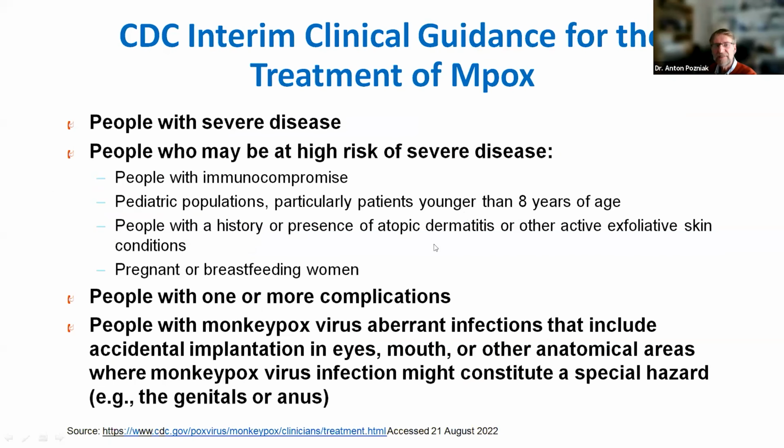Now, what do the CDC say about the treatment? People with severe disease or people who may be at high risk of severe disease. So I would say if you're HIV positive and you come in with any lesions, you should go on treatment as soon as possible, especially if your CD4 count's low. And anyone who's got complicated disease, and that includes proctitis or anorectal lesions, definitely you've got to think about treating them. So anyone who comes in with lesions and they're immunosuppressed, really think about treating them straight away. And here they are: anyone with lesions in the eyes, mouth, or other anatomical areas, including the genitals or the anus.